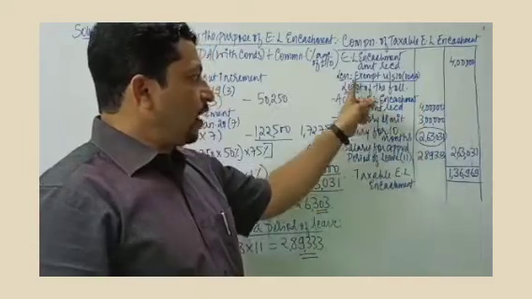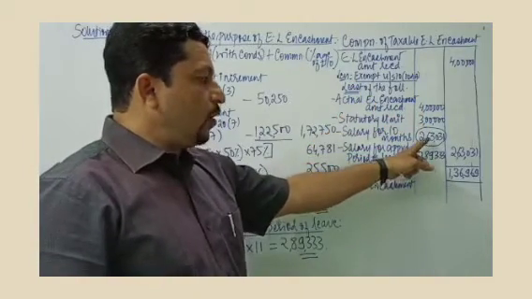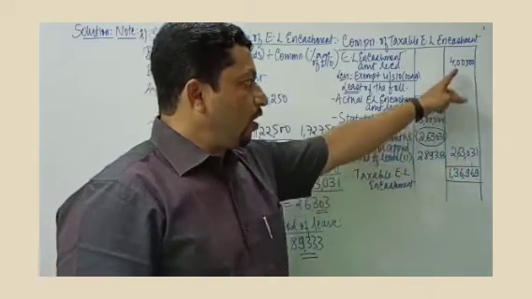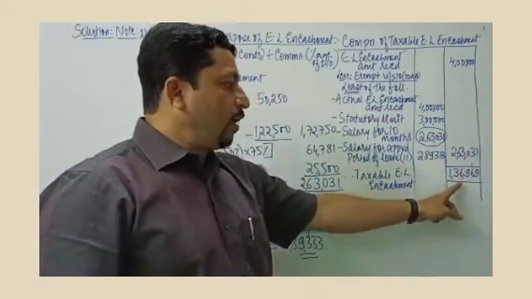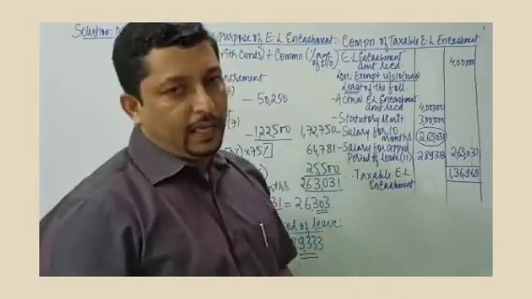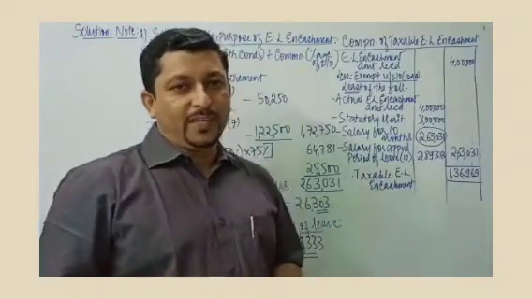So among the four criteria, whichever is less: here 2,63,031 is less. So write it in the outer column. Deduct it from 4 lakh. You get 1,36,969 as the taxable EL encashment. I hope the problem is clear. Let's look at the next problem.